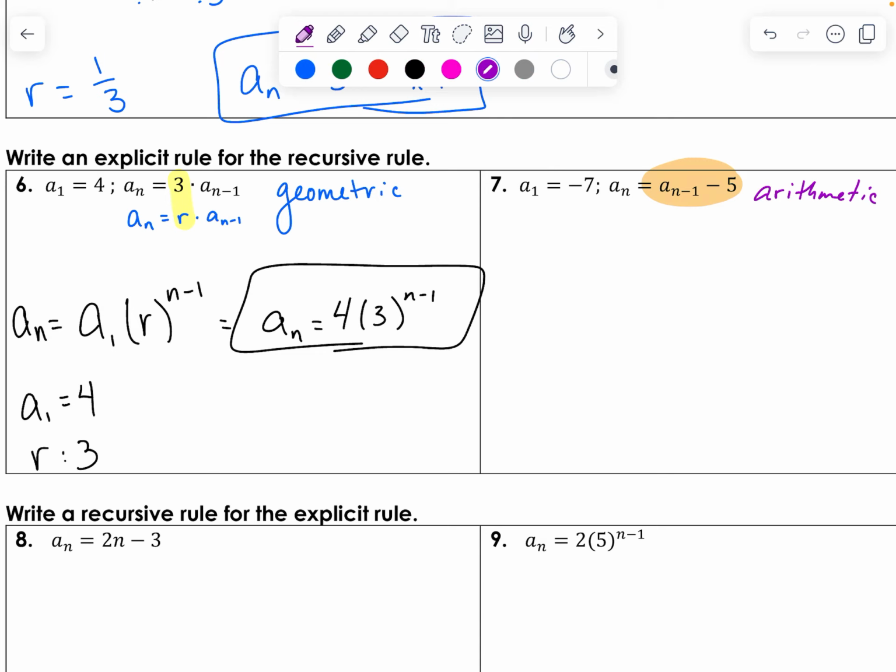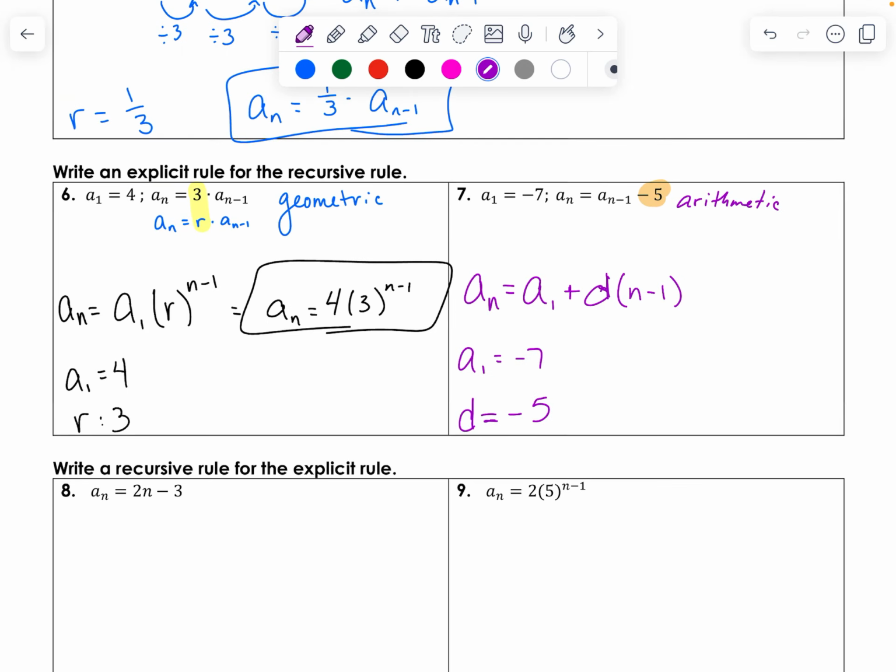All right, so here I've got my explicit rule for an arithmetic sequence: my first term plus my common difference times n minus 1. So what do I need to know? I need to know my first term and my common difference. All right, let's identify that. First term is -7, and my common difference from the other equation here is -5. So a sub 1 was -7, and my difference was -5.